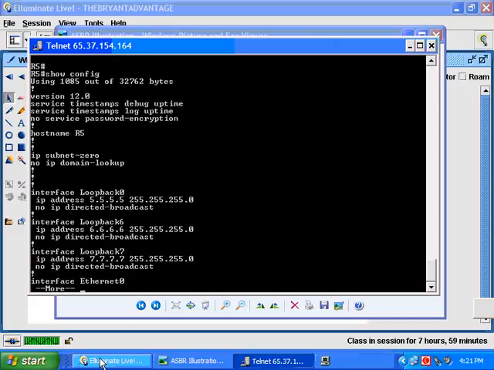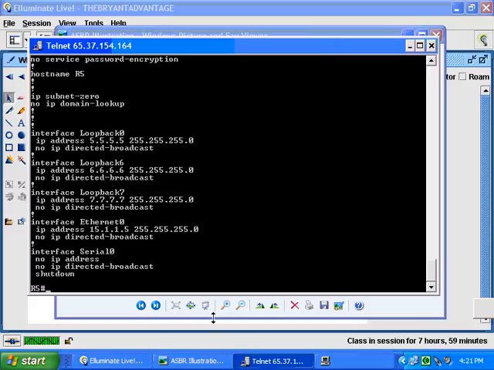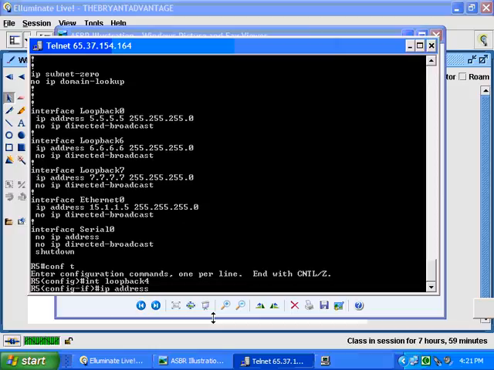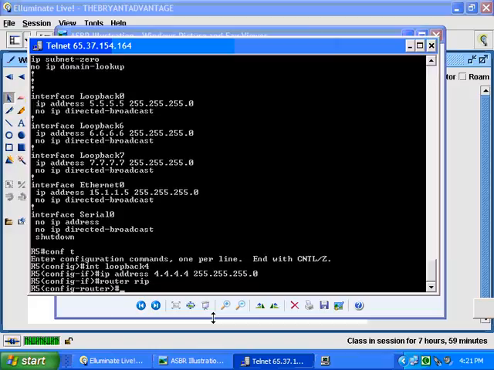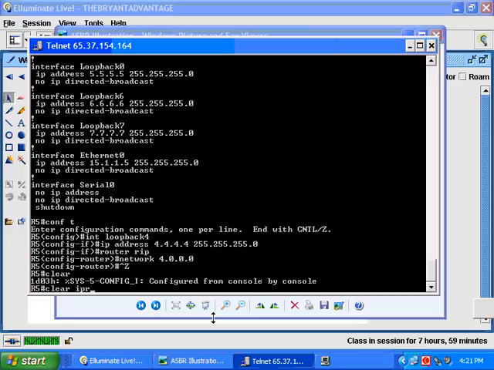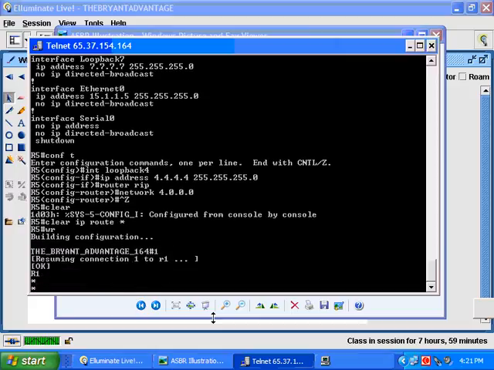Let's see what we've got up here. We have the networks 5, 6, and 7. Let's add one to that. Let's add a loopback. We're going to add loopback 4, IP address 4.4.4.4. And since we're running RIP, of course, we add that network command, and that's it. And we're going to clear our routing table of the dynamic routes. Do a WR on the way out and go down to router 1, see if router 1 sees it.